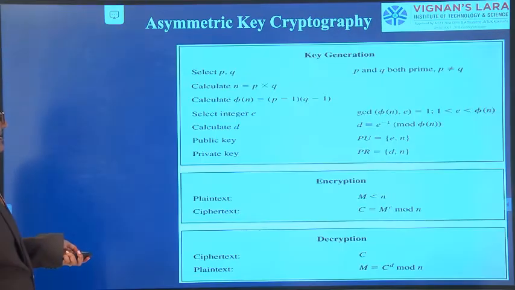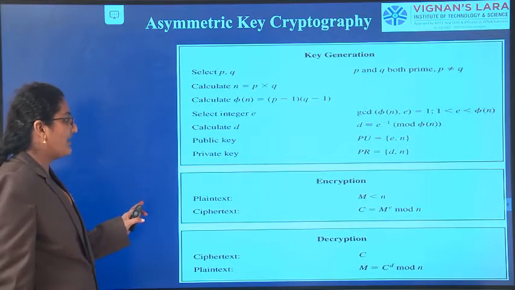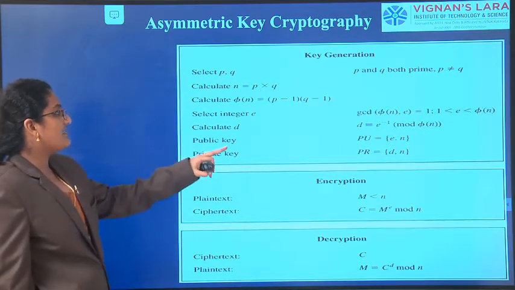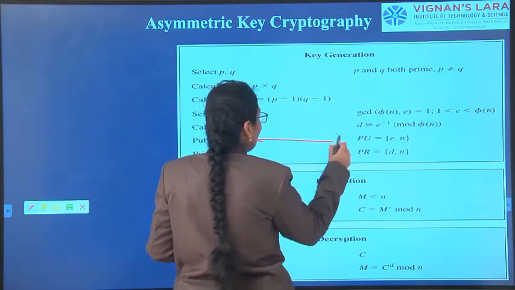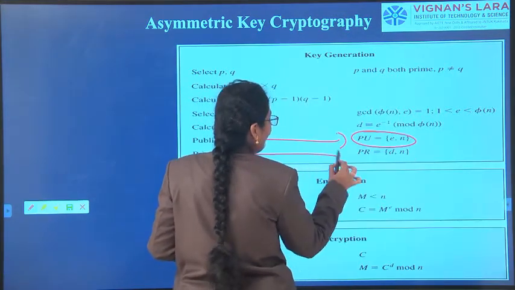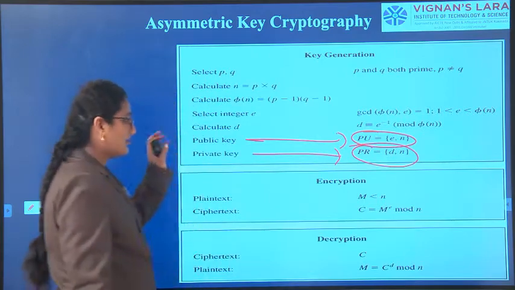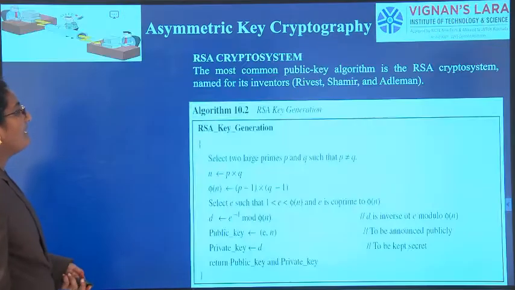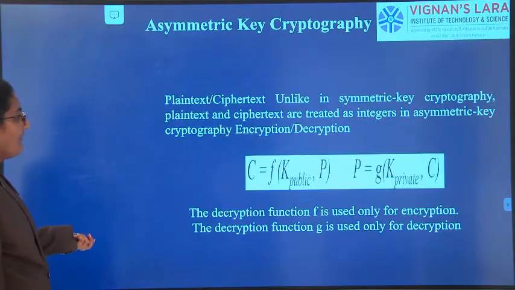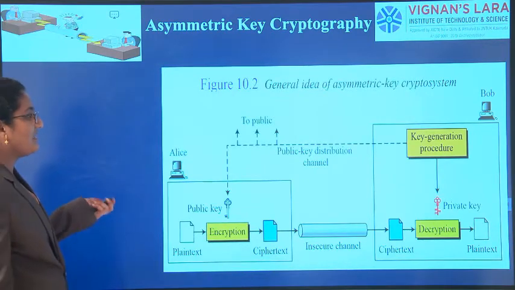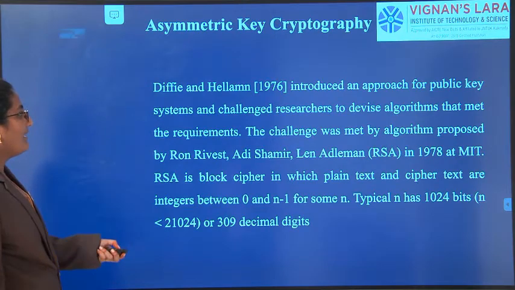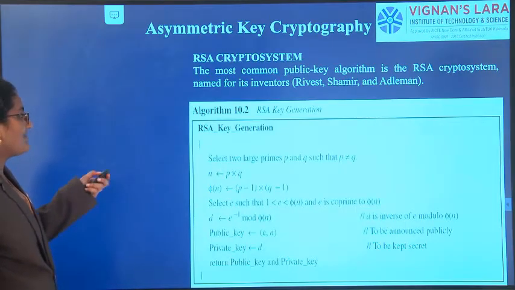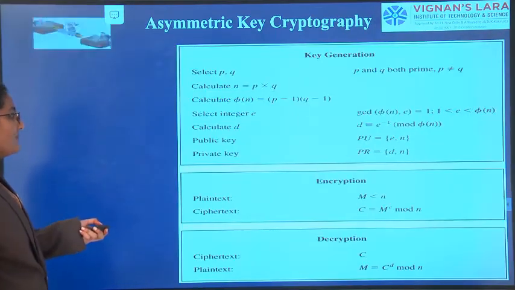This we already discussed. So key generation, encryption, decryption we already discussed. So the public key is E comma N, you can see here. Public key PU is E comma N, private key PR is D comma N. So the same points we are repeating in every algorithm. What we have discussed in the introduction, same formula, same concept, we are implementing in the RSA algorithm by 3 steps: key generation, encryption, decryption.